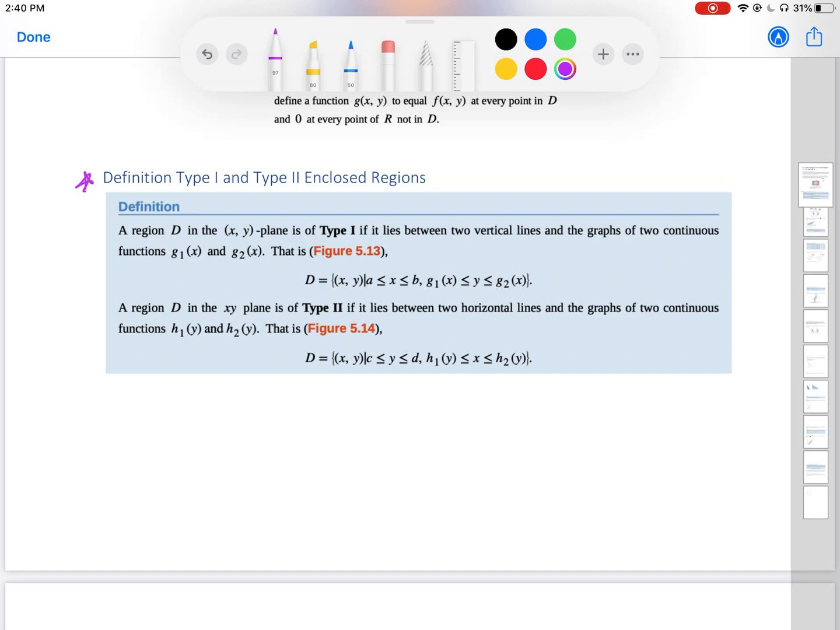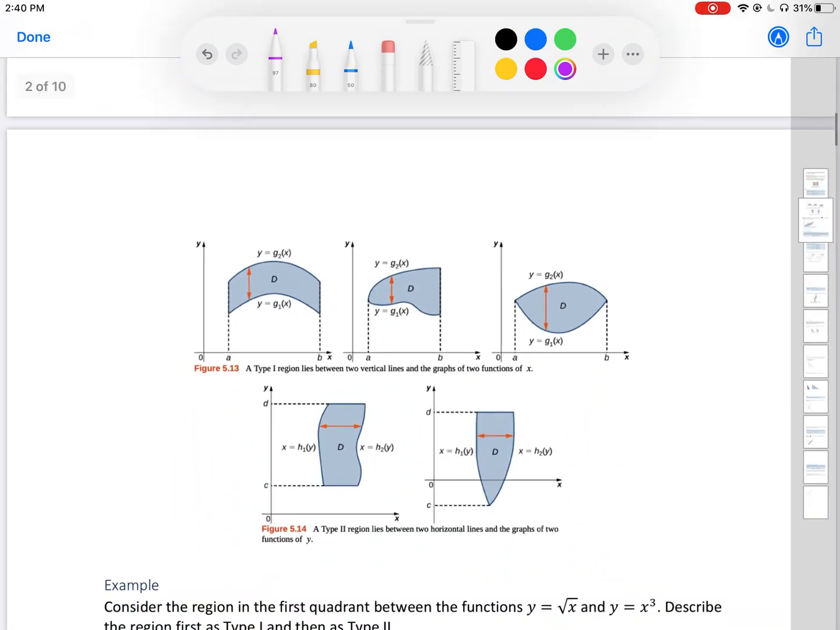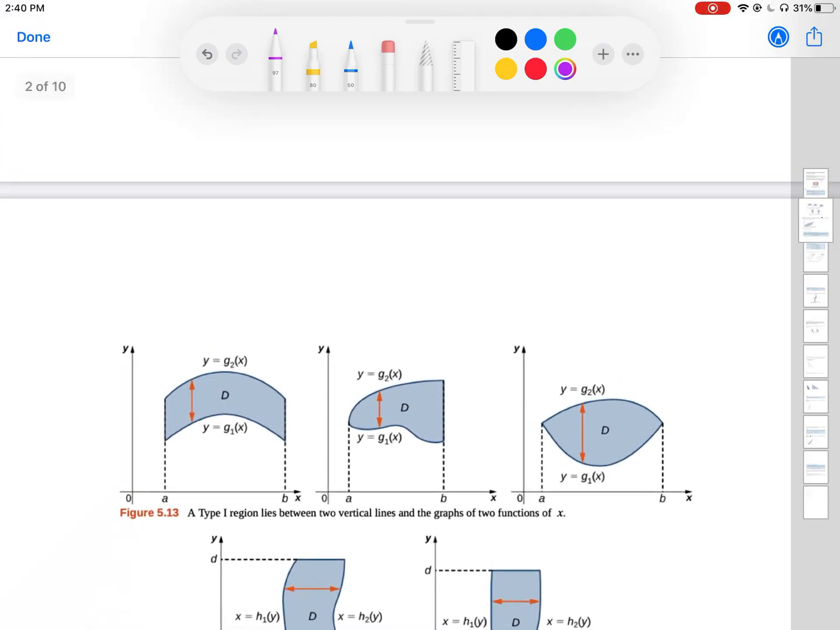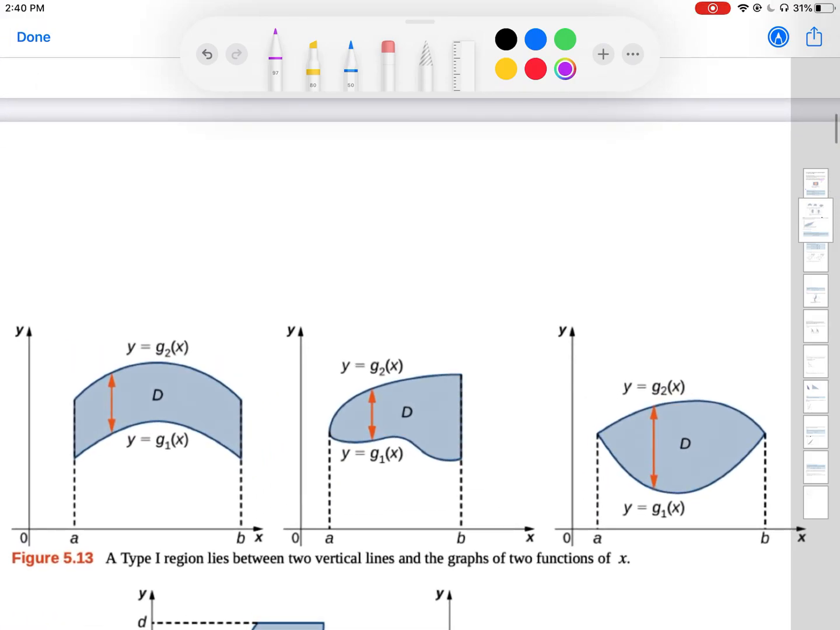Type 2: the region D in the xy plane is type 2 if it lies between two horizontal lines and the graphs of two continuous functions h1(y) and h2(y). D is equal to (x, y) such that c is less than or equal to y less than or equal to d, and h1(y) is less than or equal to x less than or equal to h2(y). So what we're saying in a picture is that we're trying to set up arguments either vertically in terms of x or horizontally in terms of y.